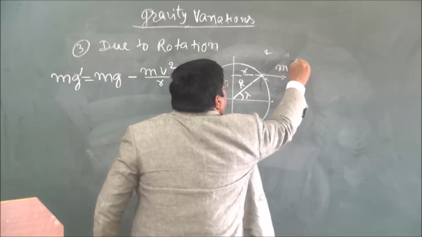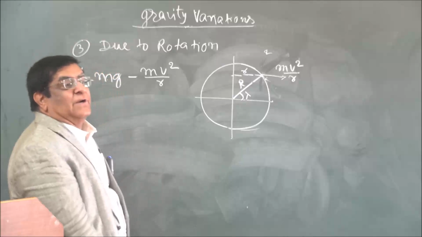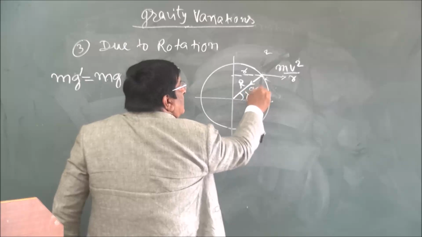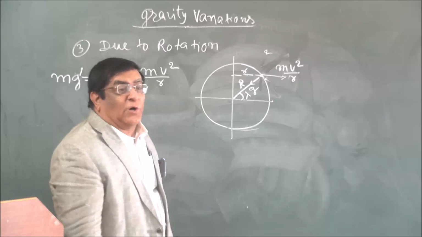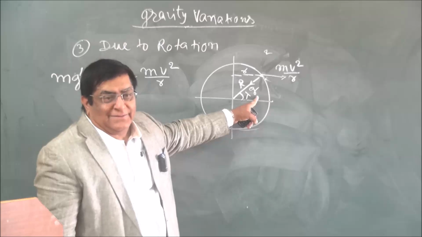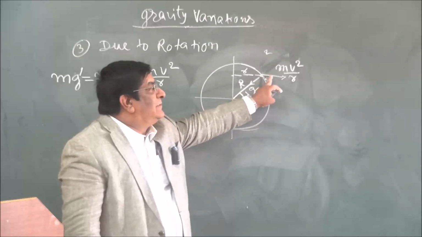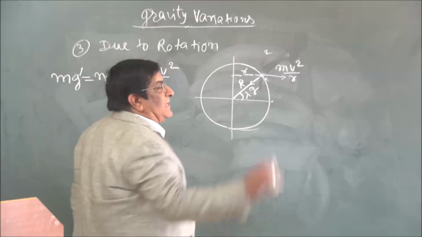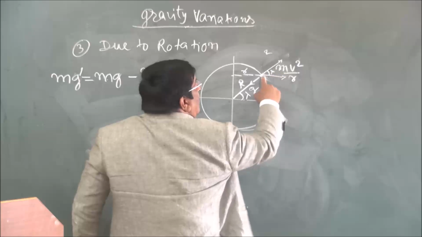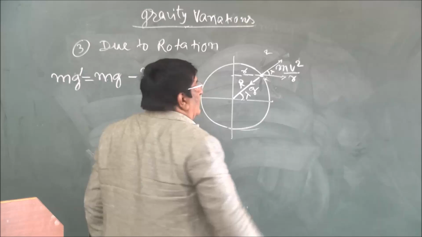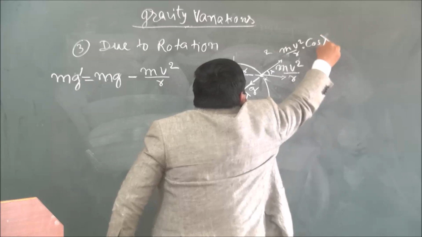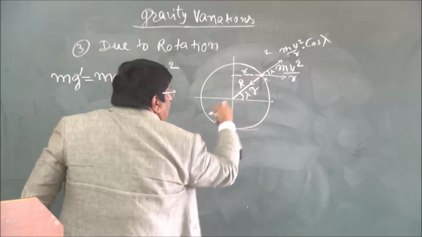Here what we have? What is the direction of gravitation force of Earth? This. G is acting towards the center of the Earth. I want to know what is the decrease in the G. Should I reduce mv square upon r from G? No, I cannot. First, I must make components of it. Please see here. This angle is lambda. How much is this component? Cos lambda. Okay. So this force is mv square upon r into cos lambda.